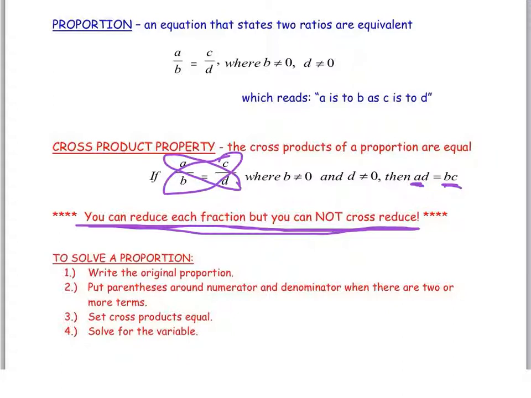So we're going to solve some proportions, and this is the method we're going to use. We want to write that down. First of all, you have to write the proportion. Then you're going to put parentheses around the numerator and the denominator when there are 2 or more terms, and I'll show you what that means. And then you're going to set the cross products equal to each other and solve for the variable. So in other words, we're going to set up equations and solve. So have that in your notes.